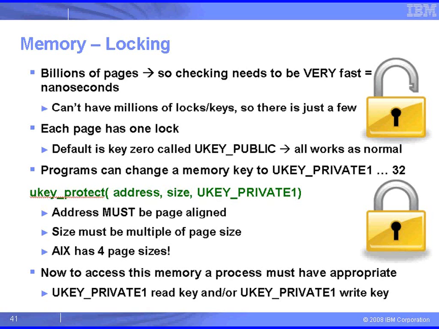To do this, they use the ukeyProtect system call. You give it the address, and that must be page aligned, then the size, and it must be a multiple of the page size, and of course AIX now has 4 different page sizes, so we have to be aware of that.